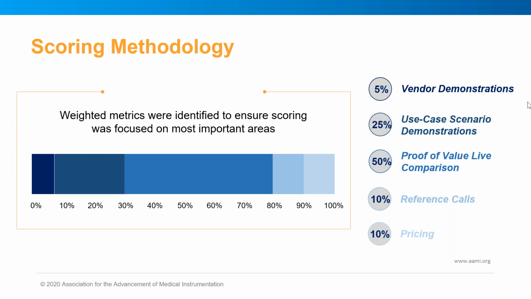So you'll notice here the scoring methodology. This is literally weighted sections. So we gave 50% value to the proof of value live comparison scores. We felt like ease of use was incredibly the most important part of the entire selection process. And then we gave the second highest, 25%, to the use case scenario demonstrations.